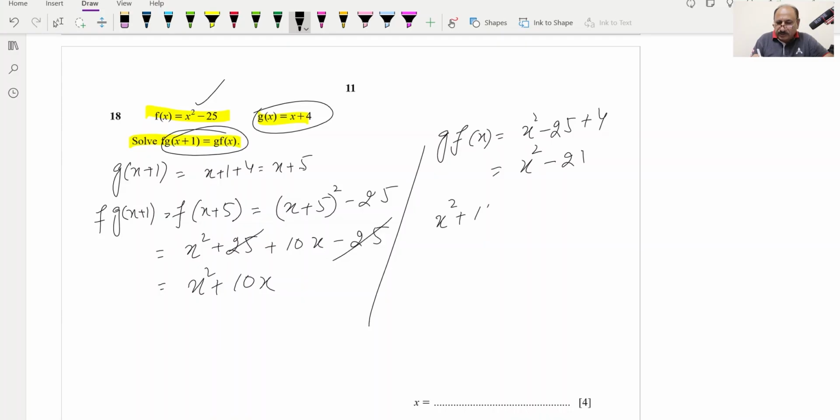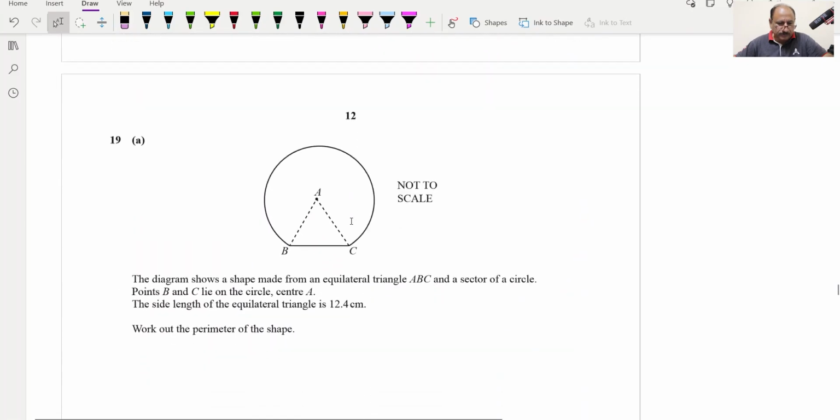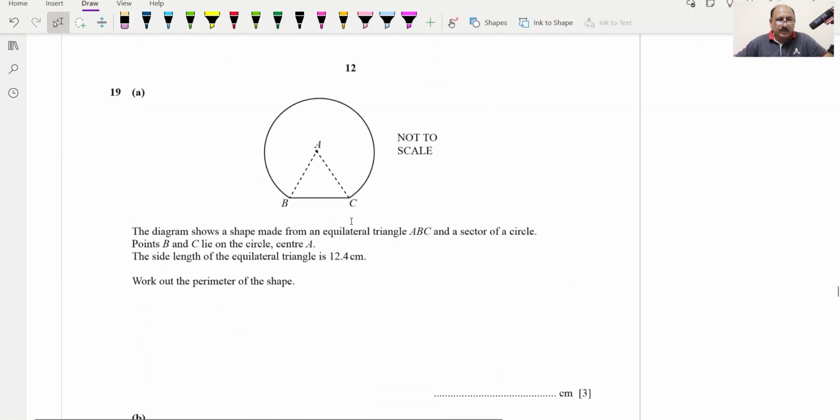Now they are saying these two are equal to each other, so we can equalize. X squared plus 10x is equal to x squared minus 21, and we can cancel these squares. We missed x basically over here, so 10x is equal to minus 21. So x will be equal to minus 21 over 10. This implies x is equal to minus 2.1. So we can write minus 2.1 or minus 21 over 10. This will be our final answer. This was a 4 mark question. Hopefully you understood this. Now question number 19.